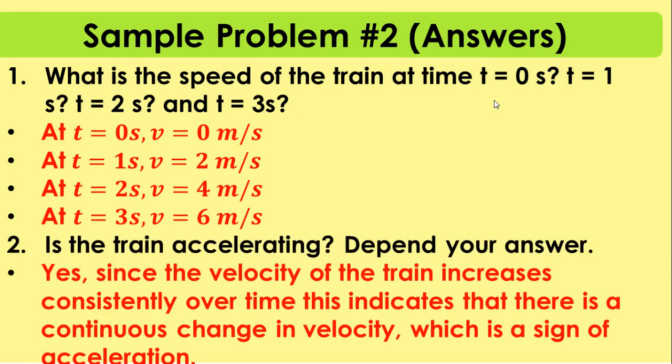Number 2 question. Is the train accelerating? Defend your answer. So if we are going to base it from the time and also the velocity given, or the speed, yes, we can say that the train is accelerating. So since the velocity of the train increases consistently over time, this indicates that there is a continuous change in velocity, which is a sign of acceleration. So yes, the train is accelerating.